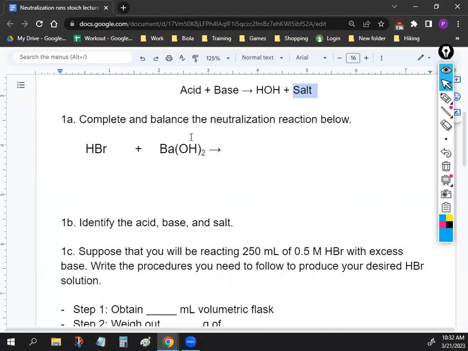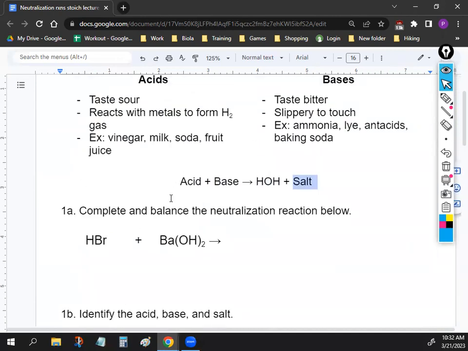Okay? Yeah, what's up? Yes. Yeah, bases, the chemistry of it, they react with acids to make water and a salt. Okay. All right. So like we said, acids and bases are always on the left side. They react together to make water and the salt.